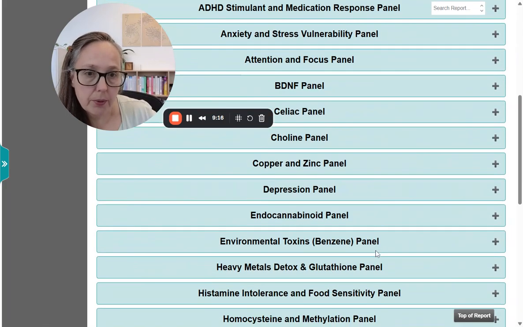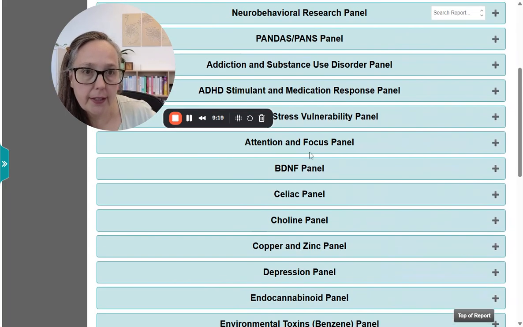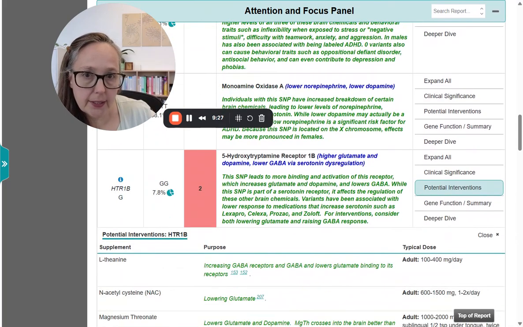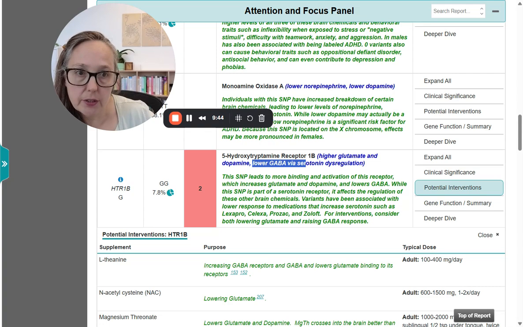I said that was the last one, but I forgot. If you find the attention and focus panel, which is right here, this patient had a gene right here, this HTR1B. And this affects higher glutamate, which is kind of the counterpoint to GABA. It's the excitatory side instead of the inhibitory side. But ultimately, when you have this gene variant, it leads to lower GABA expression. And so now this patient has multiple reasons for the GABA, that calming sense, to be turned down and for the excitatory side to be turned up.